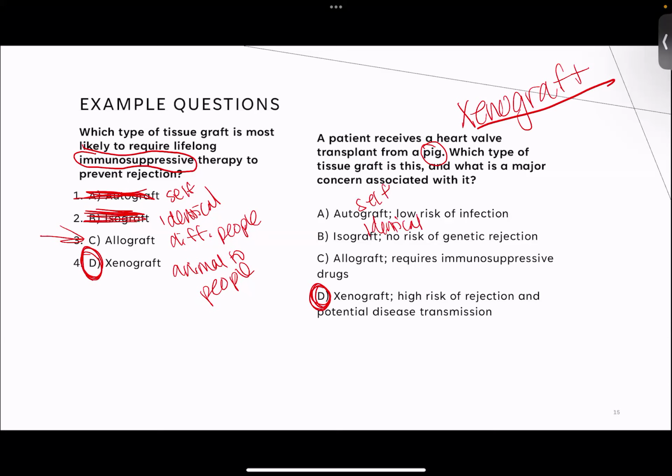Iso, identical, right? Allograft is from a different person. You would say allo to a different person, maybe. I don't know. I'm reaching here, but it's something.